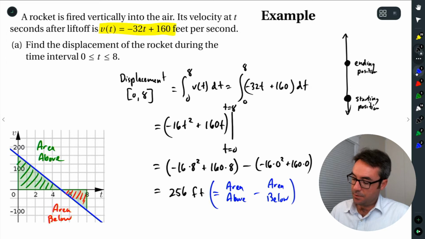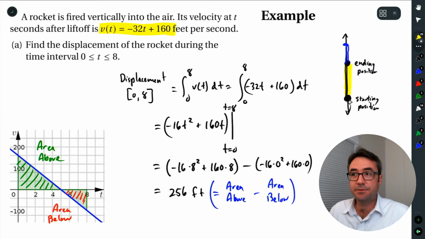So even though if we're looking at this rocket, it went up and hit a high point at about time 5 there, and then started falling back down, the displacement is only measuring this distance right here. And displacement is positive because we're above our starting position.